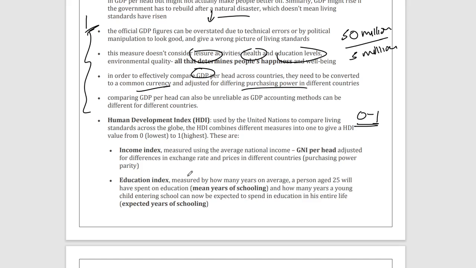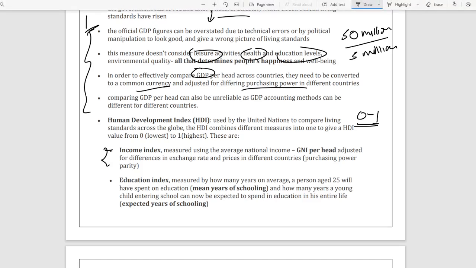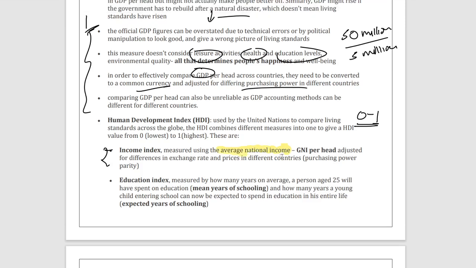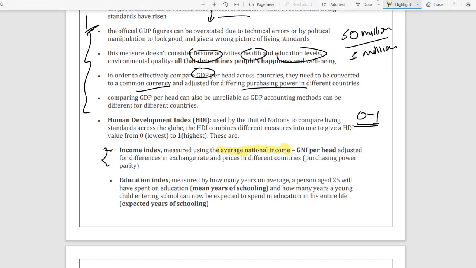The first measure is the income index. The income index is basically measured using the average. Okay, so let's highlight this. It is used with the average national income. And we use income to determine living standard. That's one of the measures.